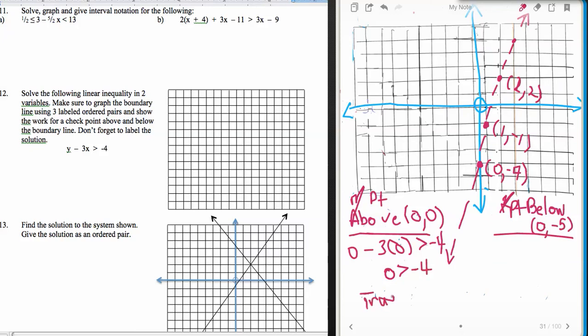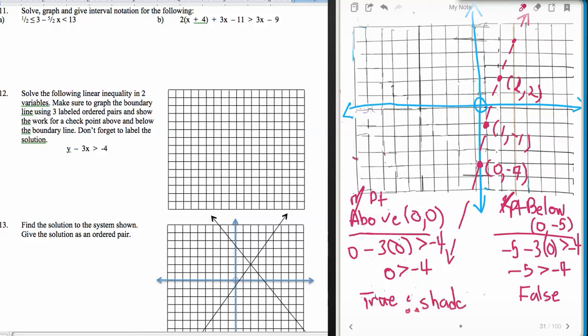And then from over here, I have x as 0 and y as -5. So I have -5 minus 3 times x, which is 0, and that's greater than -4. Now, again, I'm asking if this is true. So this says -5 is greater than -4. And again, that is a false statement. And so what I see is where it's true is where I'm going to shade. So this is true, and therefore I'm going to shade.